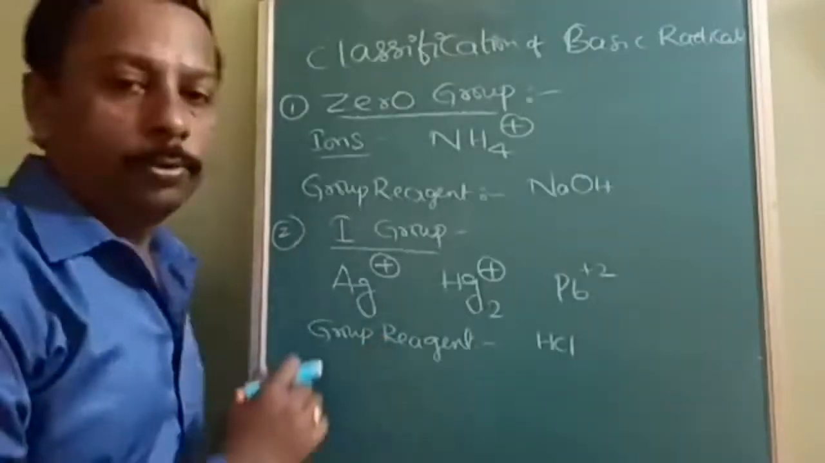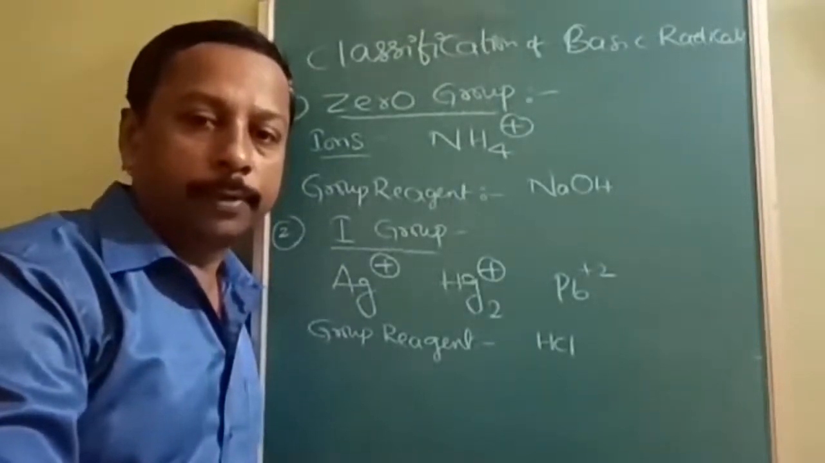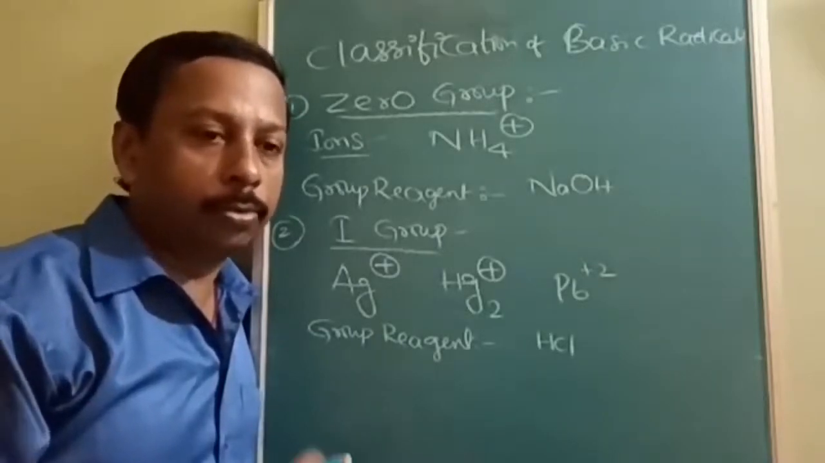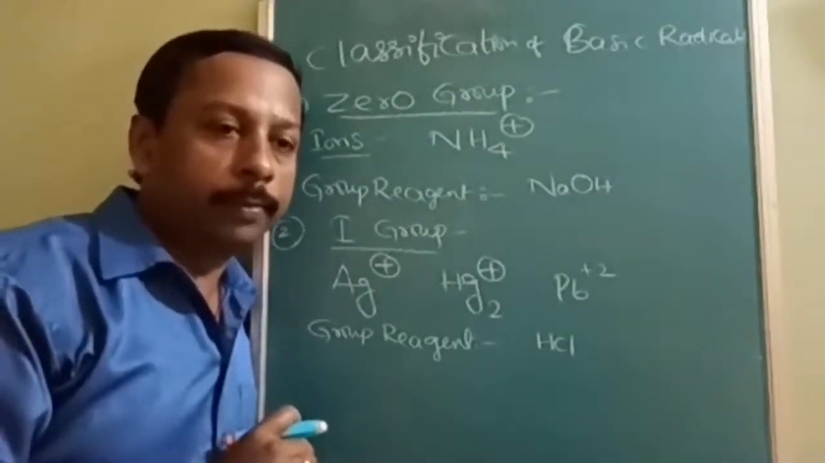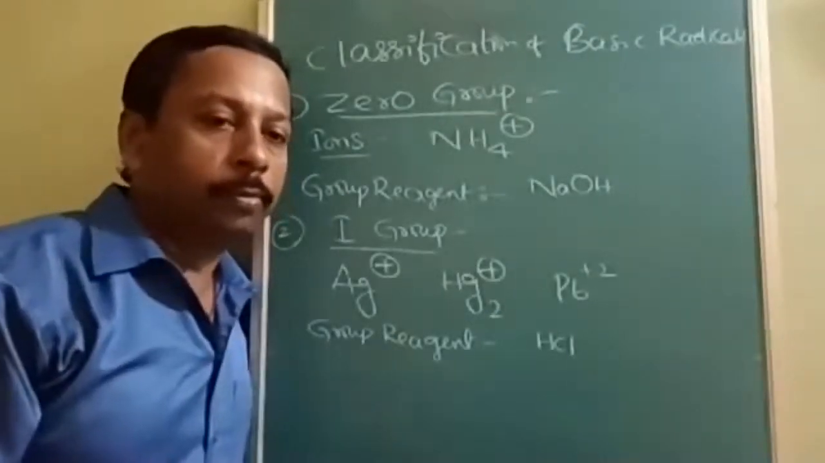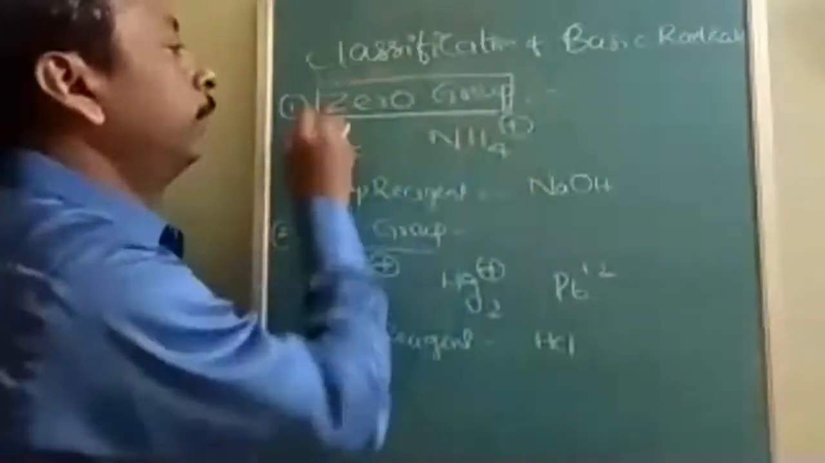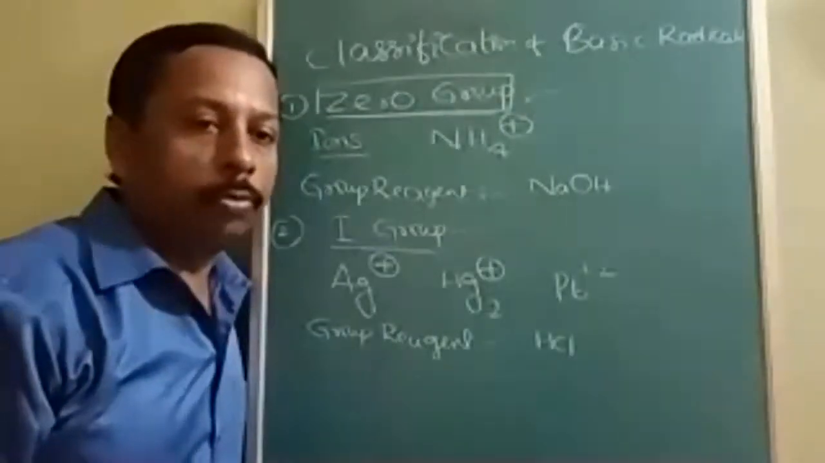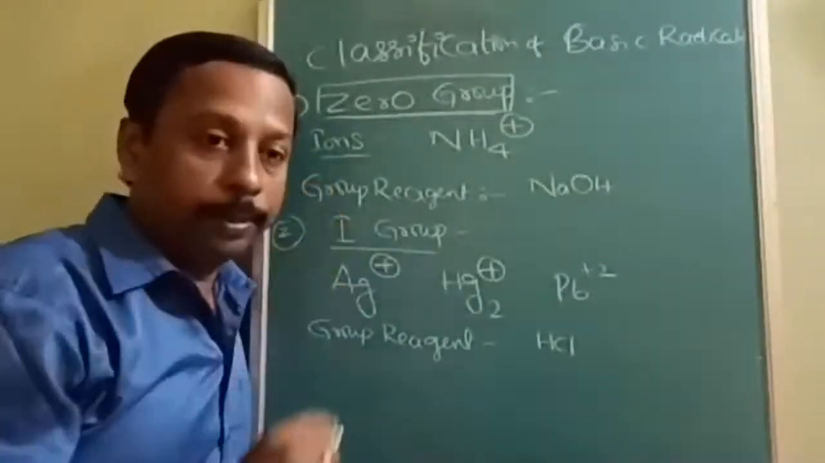As I told you, there will be a classification of basic radicals into a total of 7 groups, 0 to 6, and the second group is further subdivided into two parts. So first let us take the zero group. Every group consists of a minimum of one cation, one basic radical, and one group reagent. Every group has its common reagent.